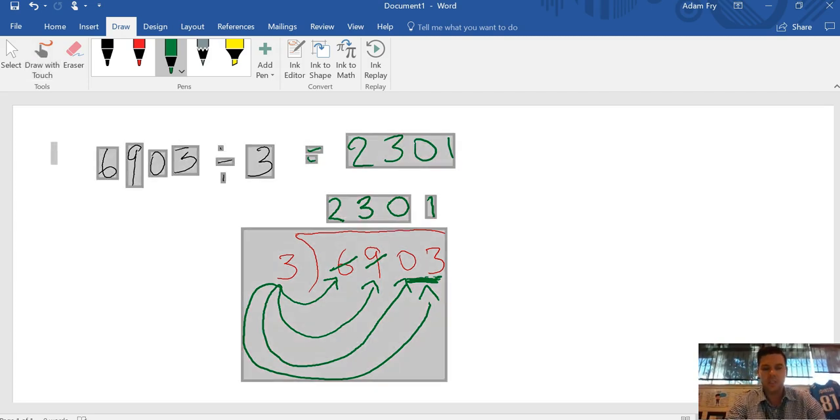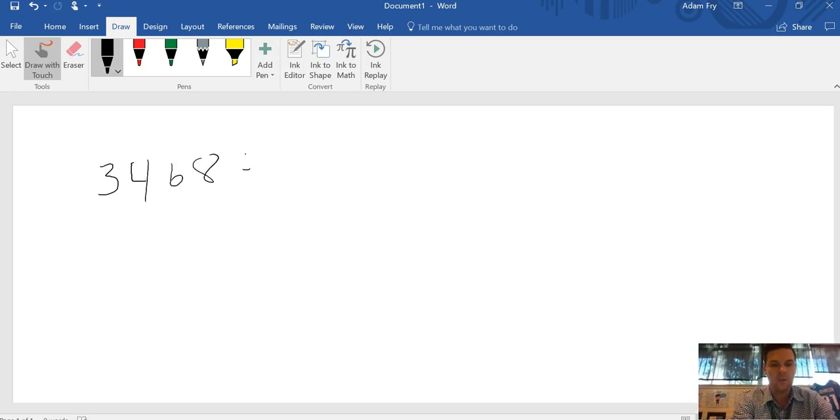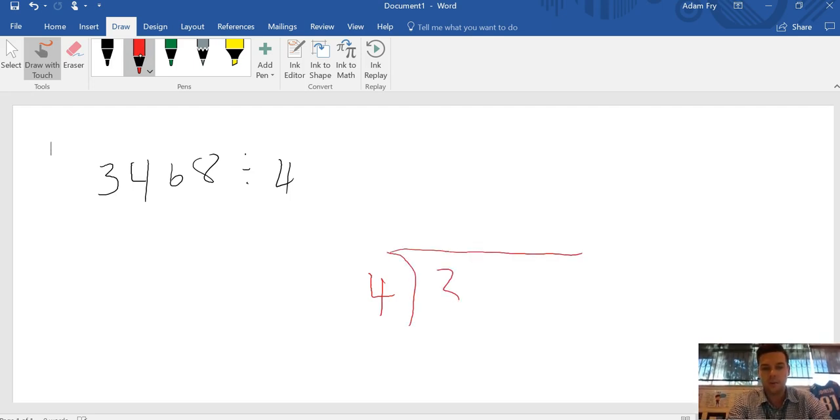Let's try a little bit different, a little bit harder one now. Let's try 3,468 divided by 4. Again, let's draw a little short division bracket. We're dividing by 4, so let's draw it in, and then 3,468.